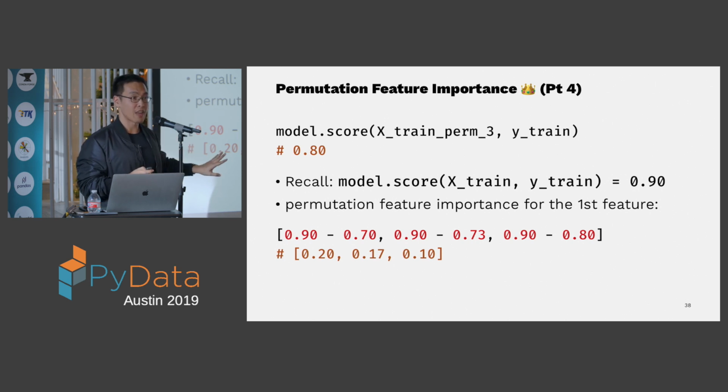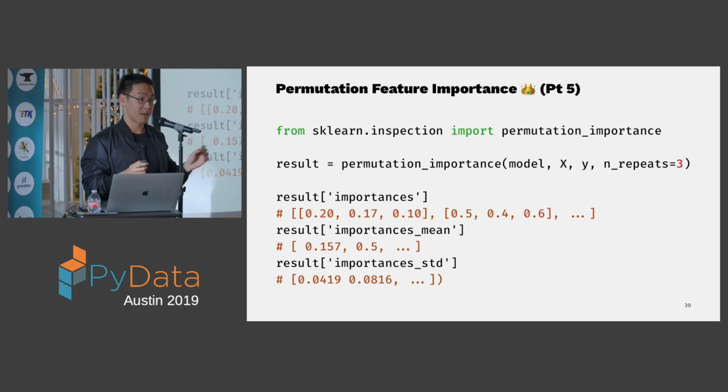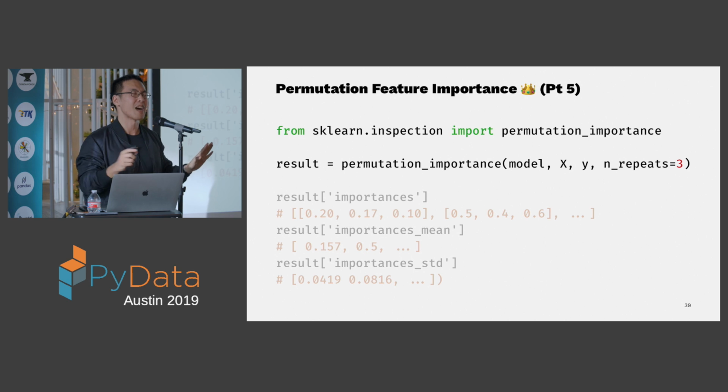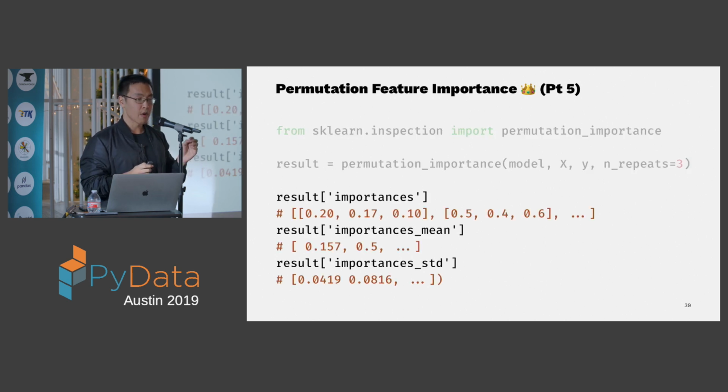I did this quite manually here, but in scikit-learn, we have permutation importance, which would do this for you. You shouldn't do it 3 times, but I did 3 times in the example, so I said n_repeats equal to 3, but you should do it a lot more times. What it returns is a dictionary, where the importances key holds the raw computed importances that you saw before. And for ease of use, we include the standard deviation and the mean of these samples. So let's look at this.